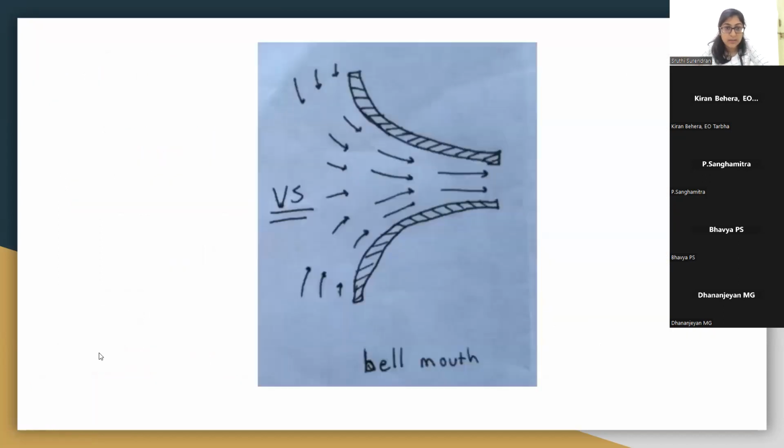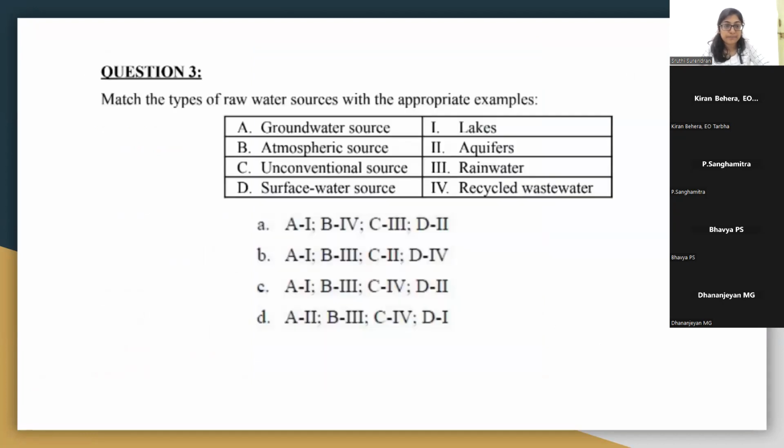I'll show you another figure. The bell mouth entry means it's in this form. It's like a conical funnel-like structure that will be kept over there, and water will enter through that. So this is the most common type of entry that you see in intake structures. Moving on to the third question. You are given certain options of sources, and you just need to match them with the appropriate sources.